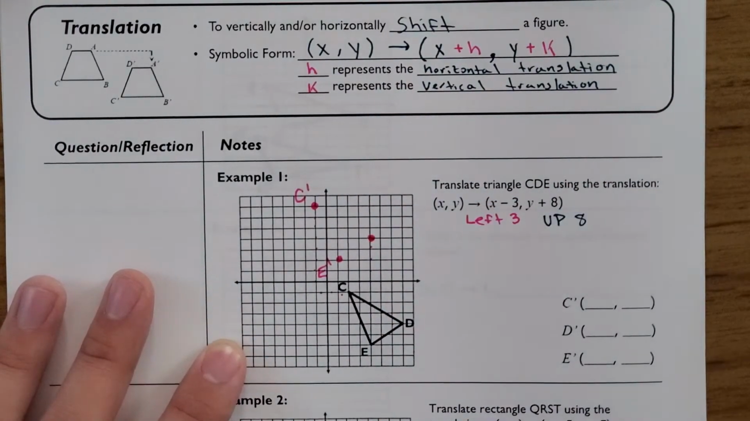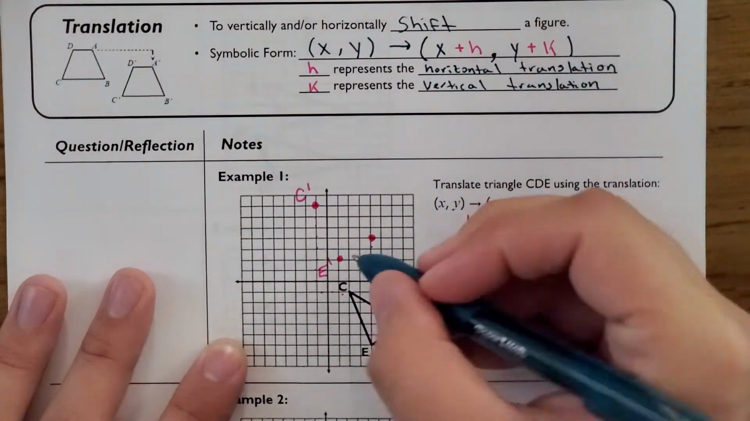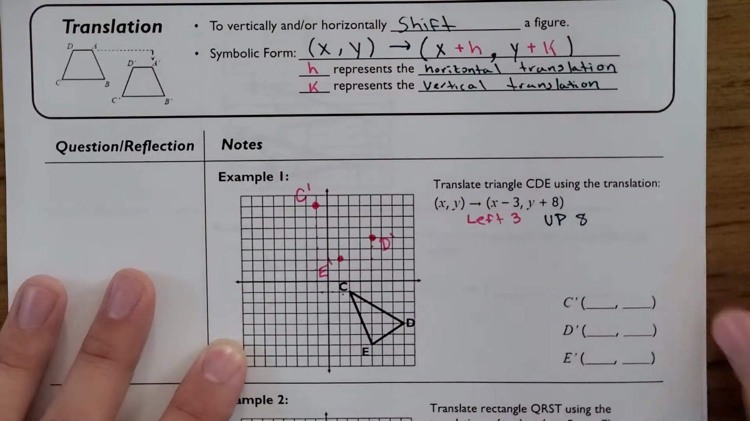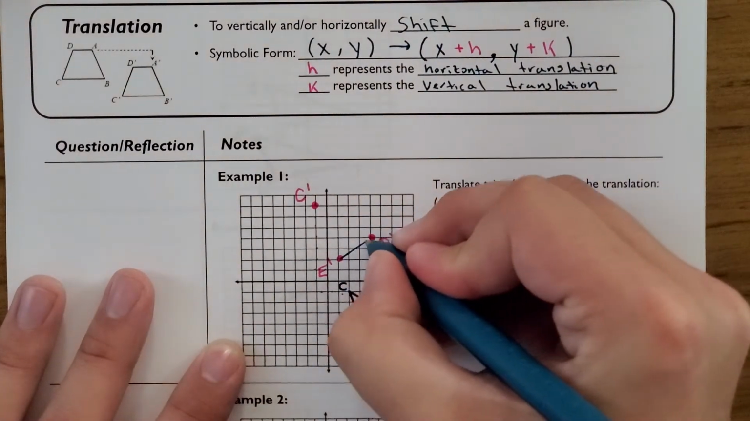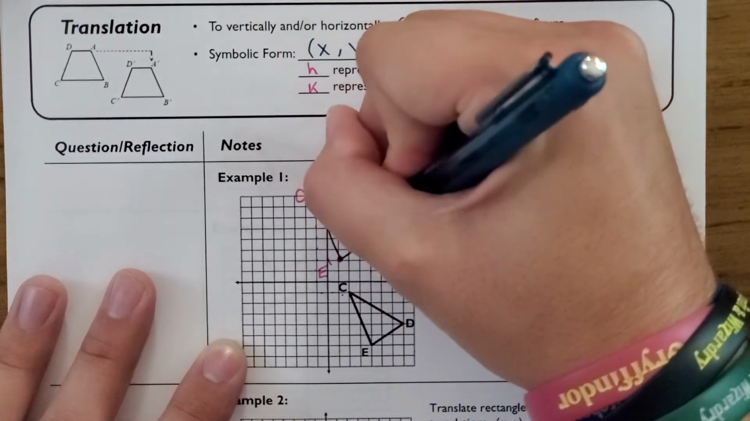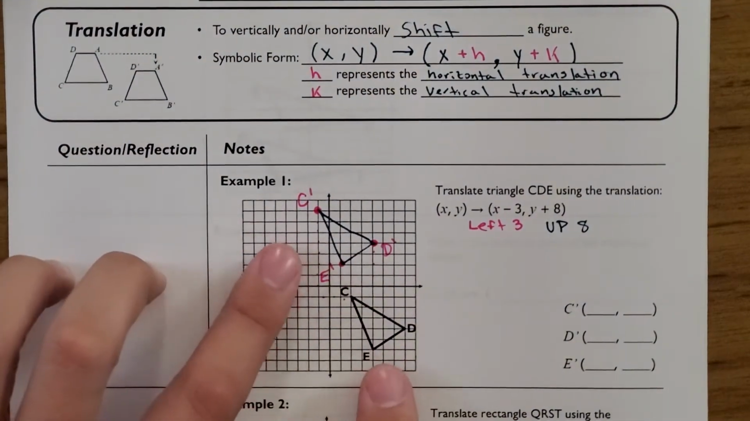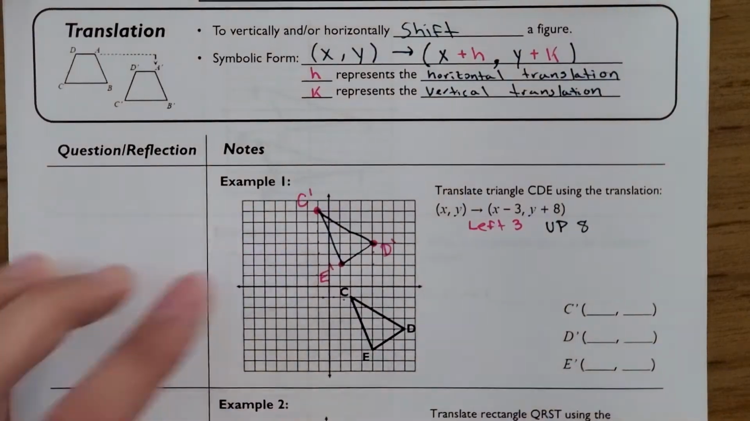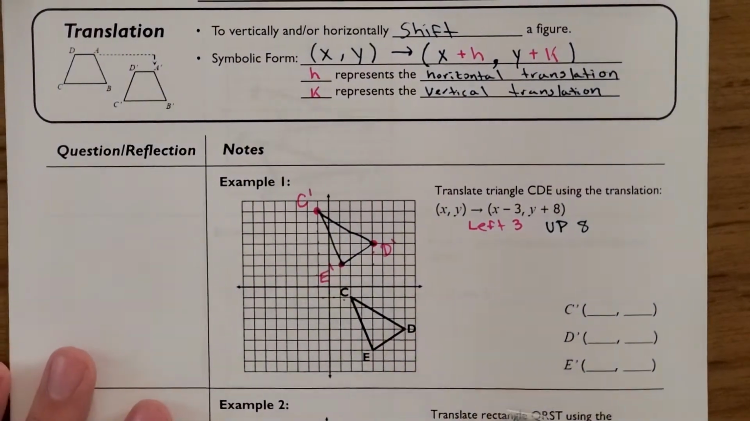And when I go ahead and draw my new figure, it should look the exact same. Oh, I forgot to put D prime. It should look the exact same as the figure we just transformed. Notice those triangles look identical. It's just that this one was down here and then I moved it over to the top. I moved it over 3 and then up 8.